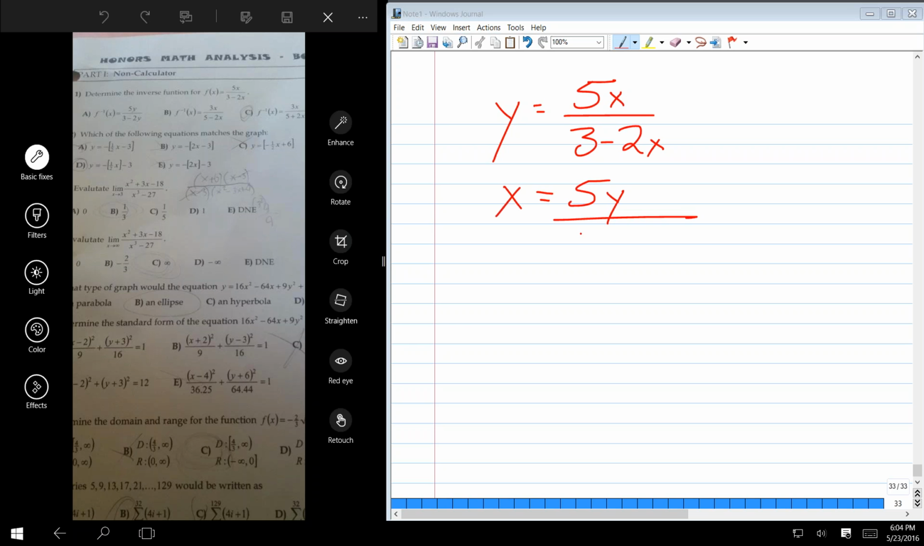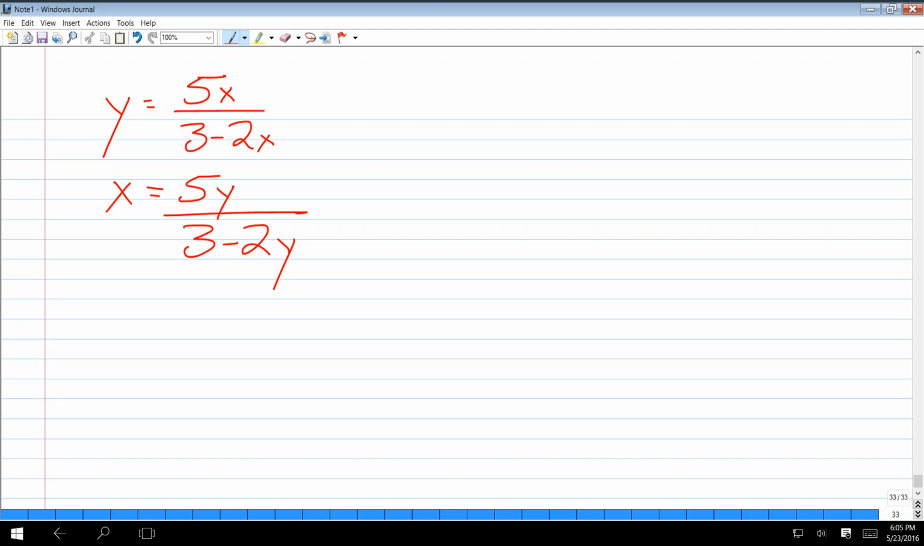Now the algebra isn't always easy, and this algebra is not the easiest, but okay, now we've got to solve for y. Here, let me make some room. Now how do I solve that for y? Then you multiply both sides by 3 minus 2y. Okay, that gives me 3x. Excuse me, sorry. Good.